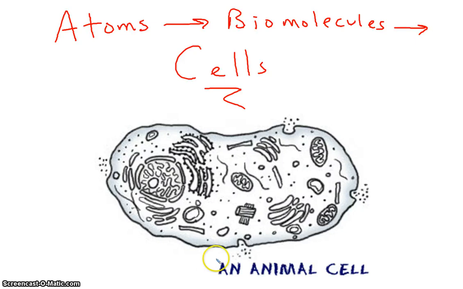Welcome back, and today we start the last section of the first unit. So we've already looked at atoms and how atoms can be joined together to form the biomolecules, and now the biomolecules will go into making cells. So we're going to look at the structure of cell and the organelles that go into those cells today.